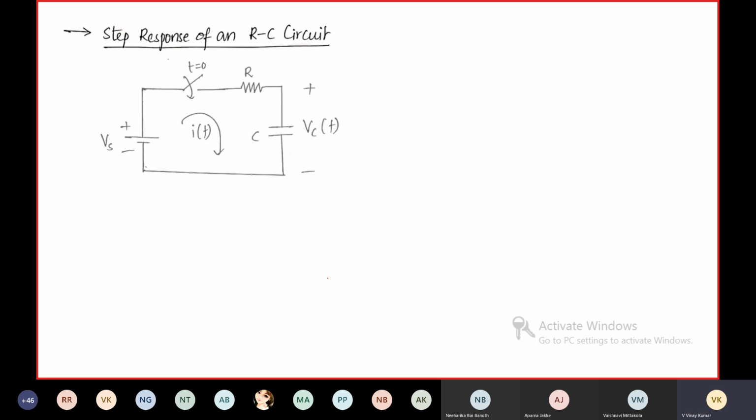Next, coming to the step response of an RC circuit.